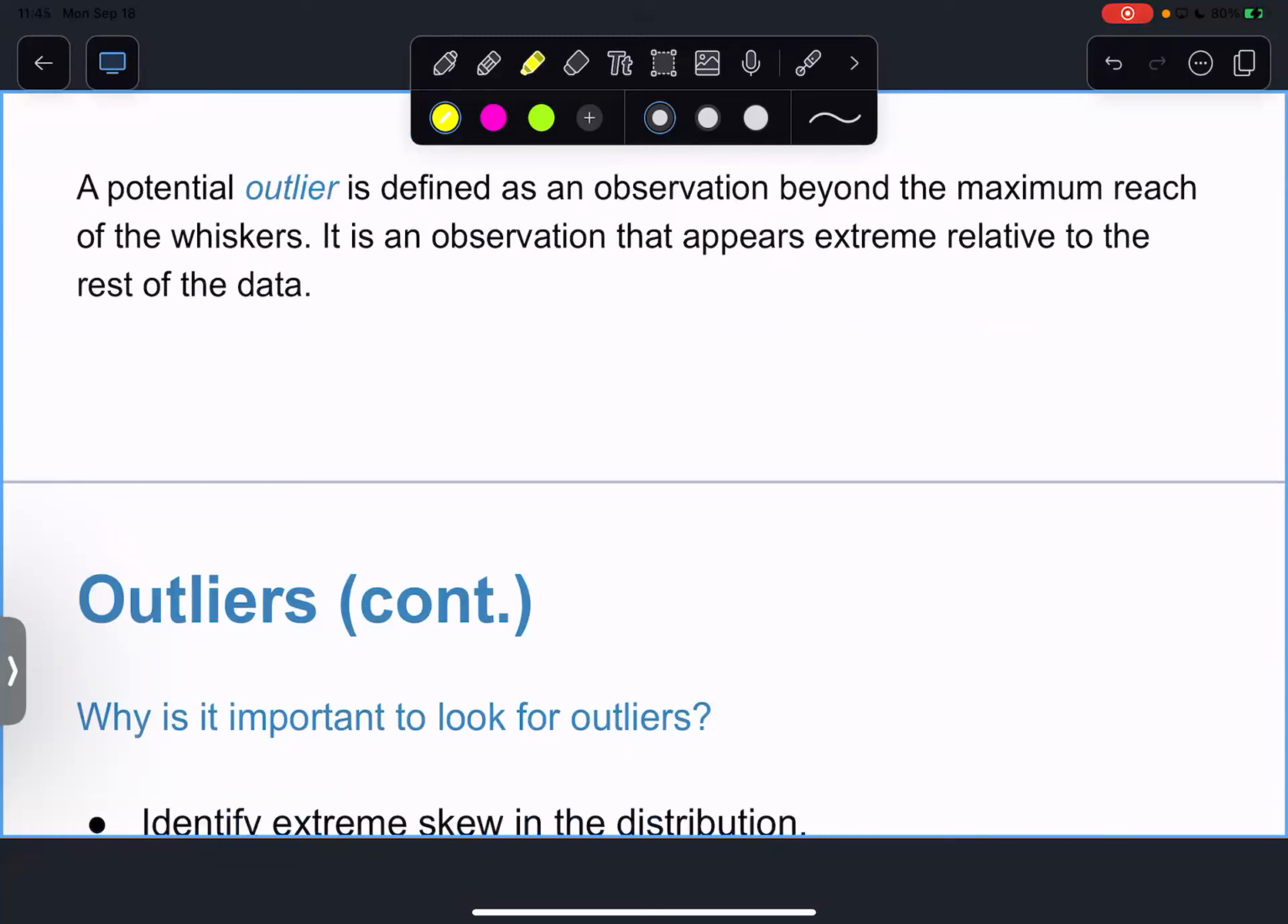Okay, so what we said is that a potential outlier is any observation beyond these whiskers. We look a little bit deeper into them. Are they data entry errors? Are they just observations that are very interesting? That can happen, and that's usually what we're hoping for. But in general, they're just extreme relative to the rest of the data, so they're going to require a little bit of work.